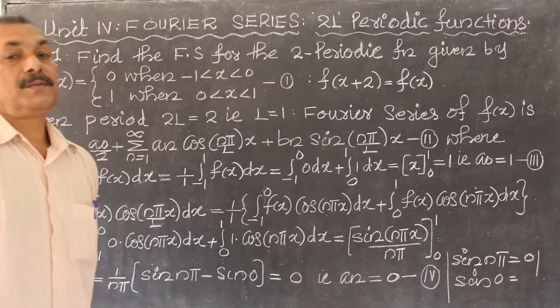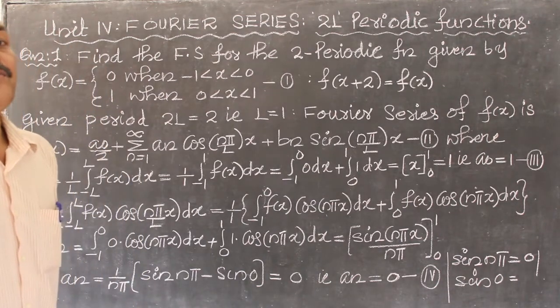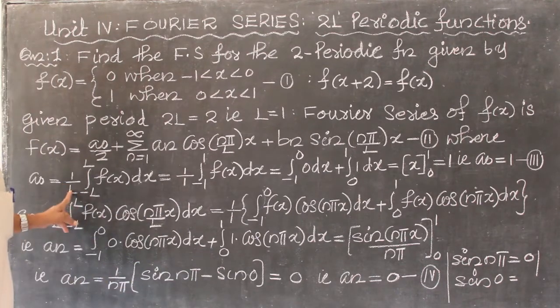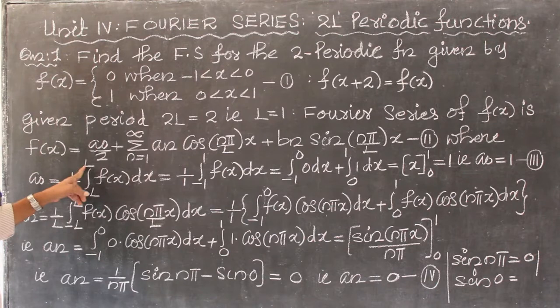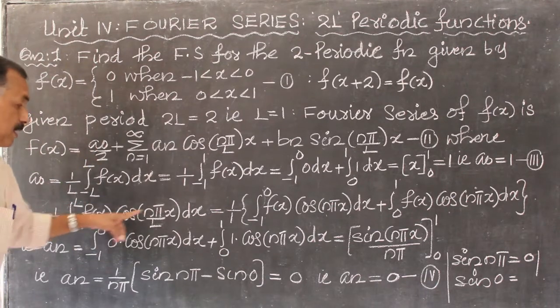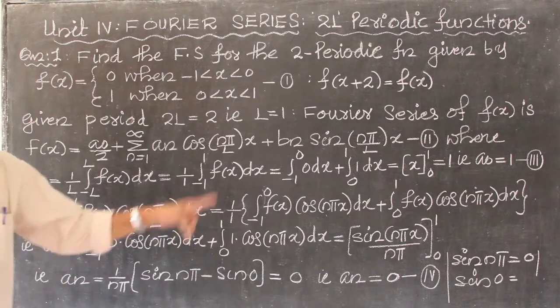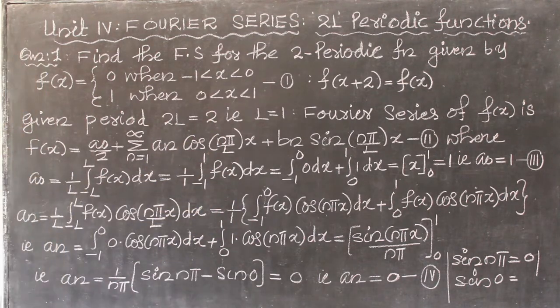Now we want to find the value of bn. What is bn? bn is equal to 1 by L integral from minus L to L of f of x into sin n pi by L x dx, with sin in place of cos. Okay? Save this and note it down. The value of a0 is 1, and the value of an is 0. Save this.